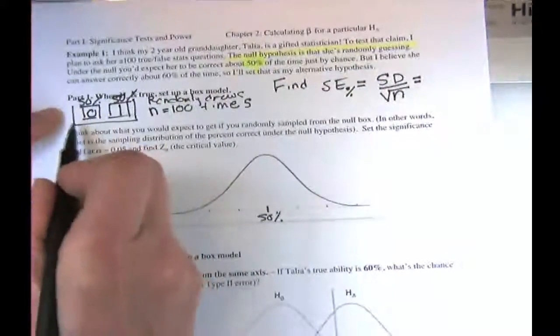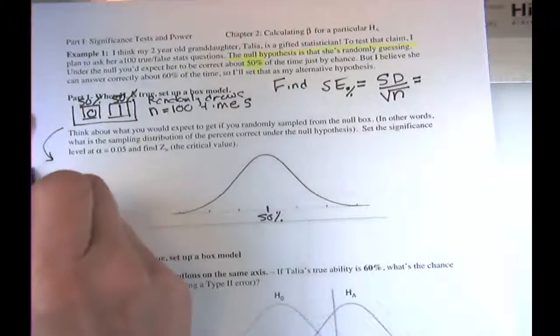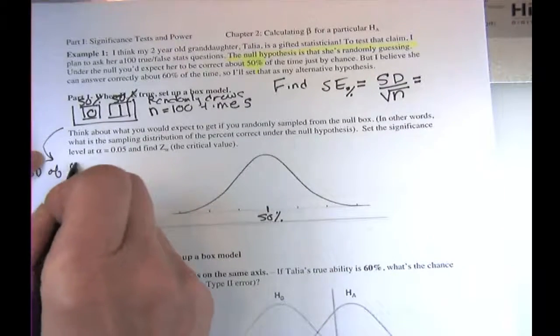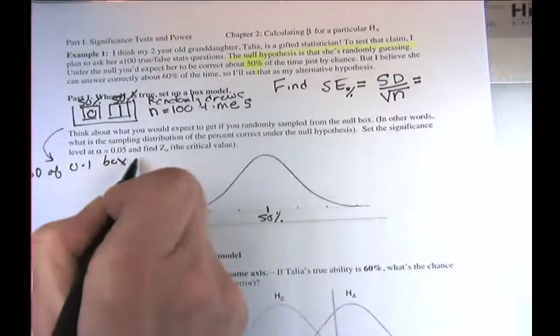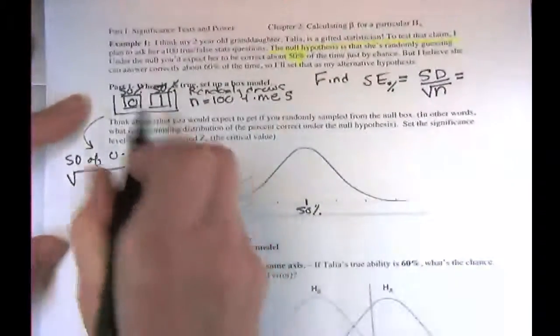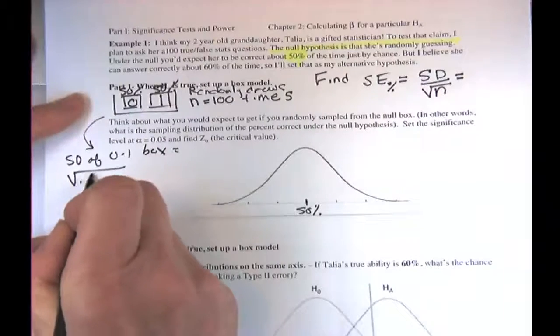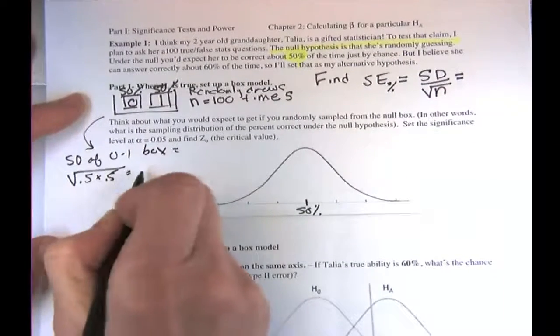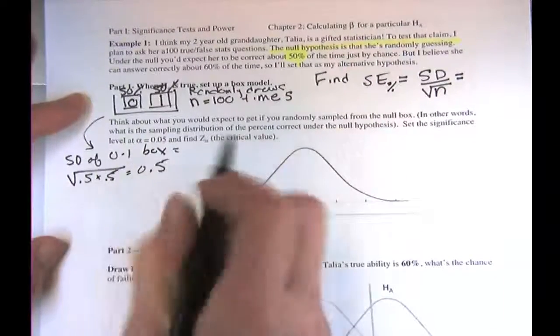I should write that down here. The standard deviation of a 0, 1 box is what? It's the square root of the fraction of the box that has zeros on it times the fraction that has ones on it, 0.5 times 0.5, which is equal to 0.5.